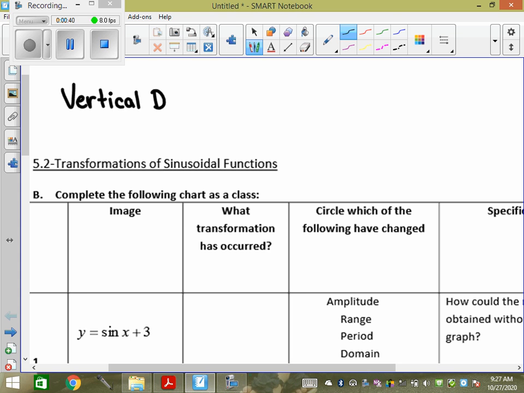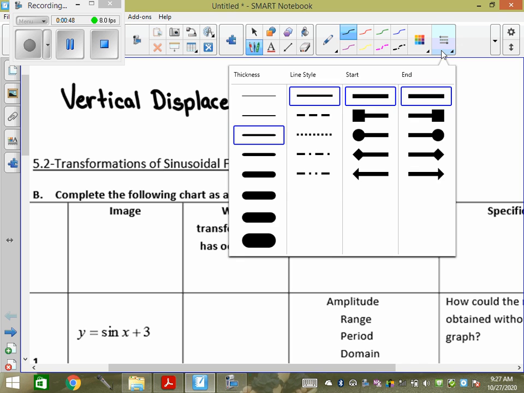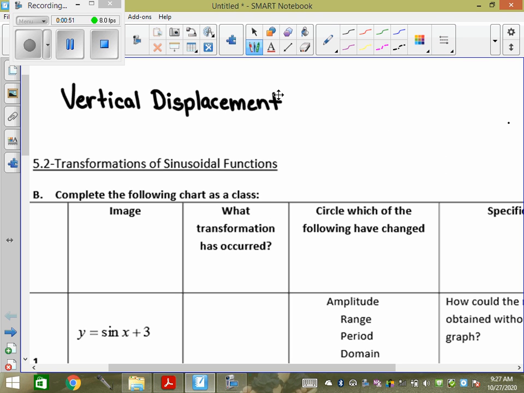Vertical displacement. So they'll say like vertical displacement, 5 up, 3 up, whatever. They use the word displacement, and they use horizontal phase shift. This is the only unit that they don't call it translation. So in any other unit, exponentials, logs, everything like that, they will actually use translation. It's only this unit that they use vertical displacement and horizontal phase shift.